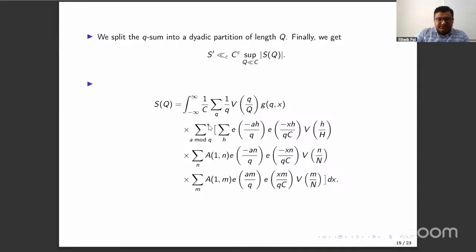Essentially, the most important part is that under this a mod Q, where a is coprime with respect to Q, there is a sum over h, there is a sum over m, and there is a sum over n. So this m and n sum involves the Fourier coefficients, and the h sum does not involve the Fourier coefficients. There are only arithmetic sums.